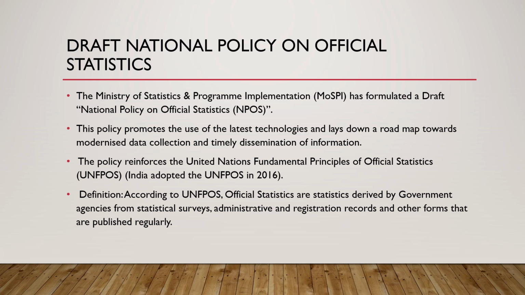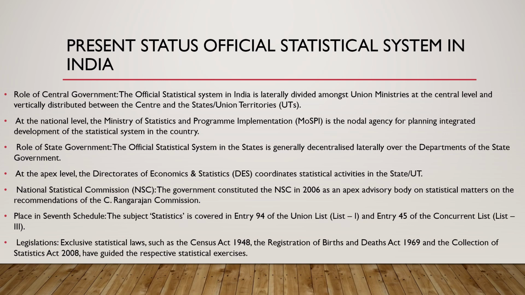About the definition, according to UNFPOS, official statistics are statistics derived by government agencies from statistical surveys, administrative and registration records, and other forms that are published regularly. What is the present status of the statistical system in India? We have the role of the central government. The official statistical system in India is horizontally divided among union ministries at the central level and vertically distributed among the central and the state and union territories. At the national level, the Ministry of Statistics and Program Implementation is the nodal agency for planning integrated development of the statistical system in the country.